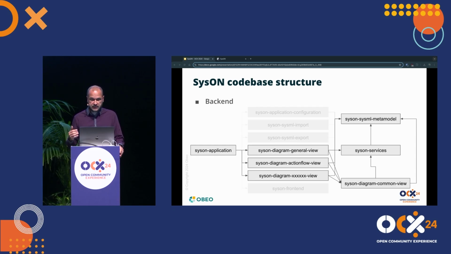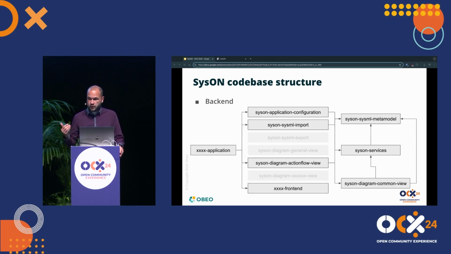All diagram modules depend on the SysON diagram common view module, which contains all the common behavior shared by the diagrams. This modules-based approach allows to easily reuse the SysON modules in other Sirius Web-based applications. For example, let's say you want to create your own application with only the import module, but not the export module. You want the SysON diagram action flow view module, but not the other diagrams. And you want to keep the same customization as SysON. Well, it's possible and pretty easy. You just have to depend on these modules in your app and just ignore the others.